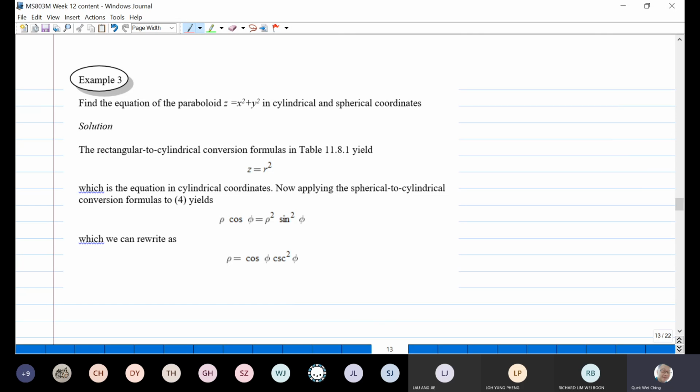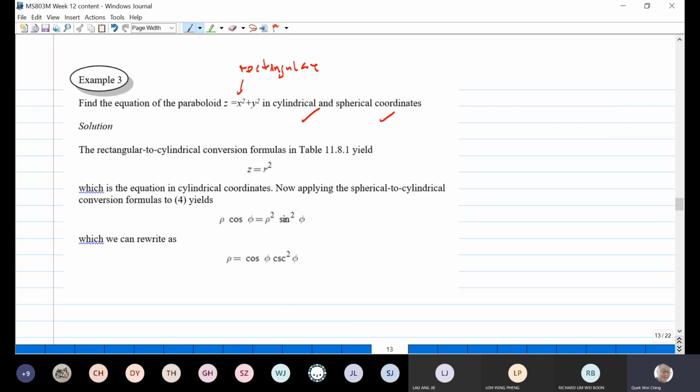Suppose you have the equation z equals x squared plus y squared. This is given in rectangular coordinates. I want cylindrical and spherical ones. How do we convert them?